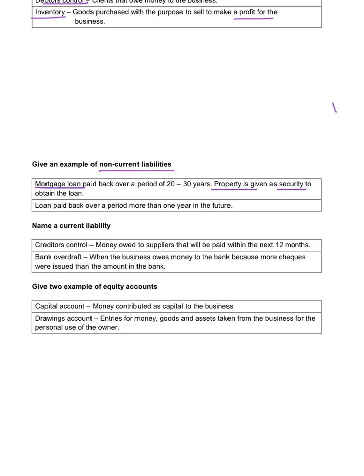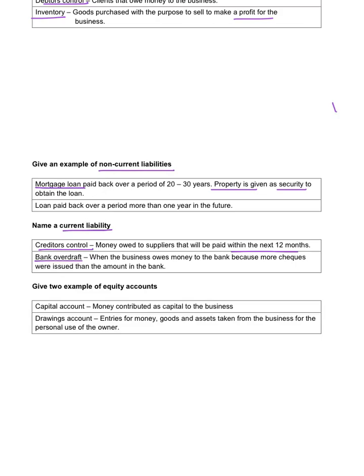A current liability is a responsibility of the business to pay back money within the next 12 months. That is creditors control, because the business bought goods on credit from their creditors and they will have to pay them within the next 12 months. A bank overdraft is money that the business owes to the bank because they wrote out more checks than they deposited into the bank, so they owe money to the bank.